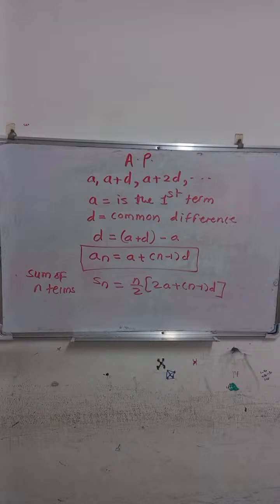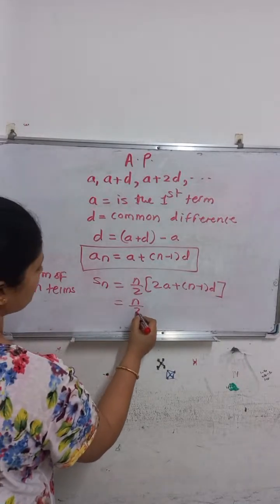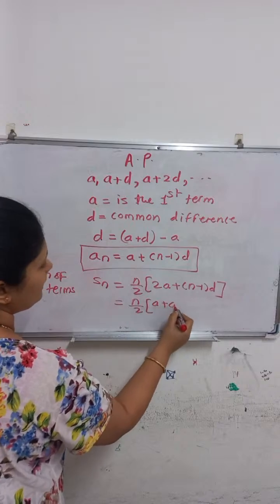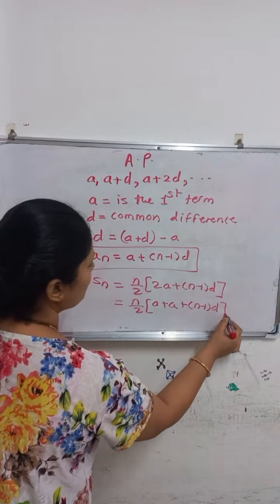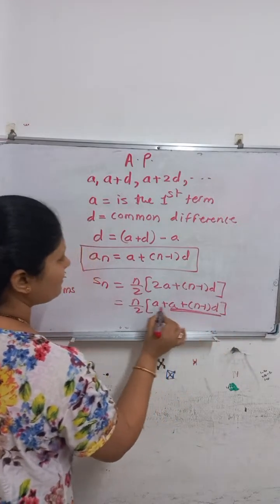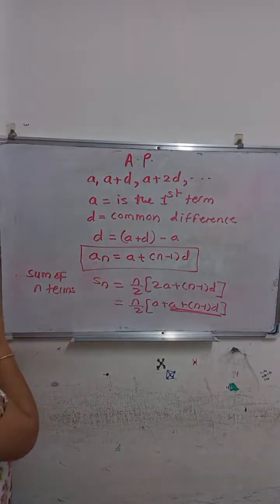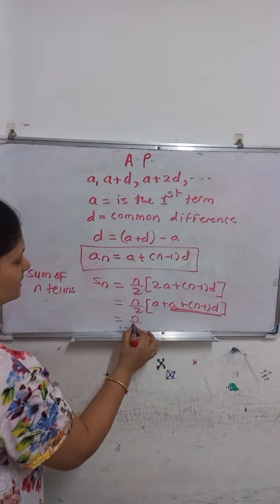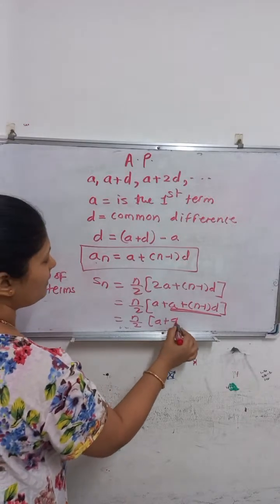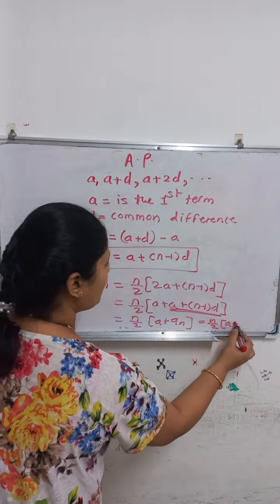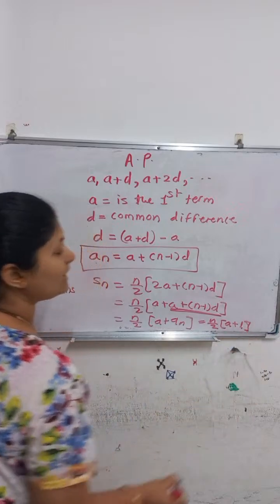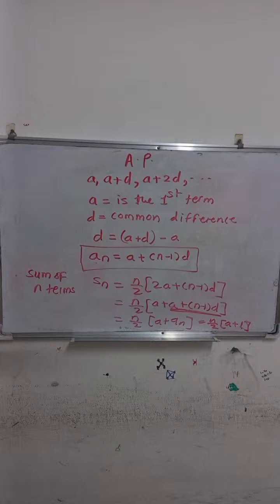Then suppose I split this n by 2, 2a I am writing as a plus a plus n minus 1 into d. If you take this a plus n minus 1 into d, it is nothing but an. So in some cases we write n by 2 into a plus an, or we write n by 2 into a plus l, where l is nothing but the last term. Can you get this? So we are modifying this formula. Getting this? Write down this.